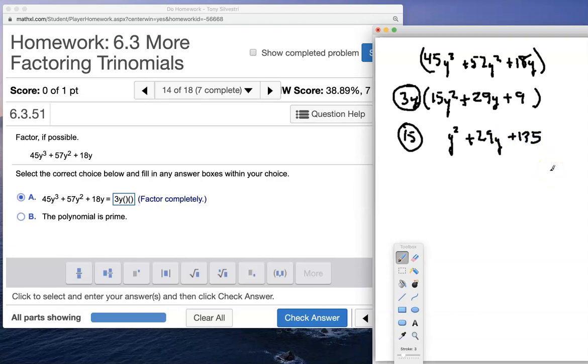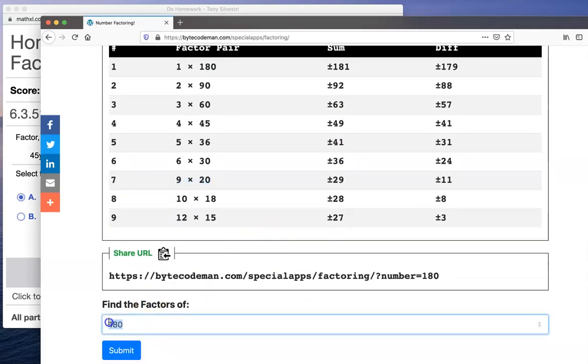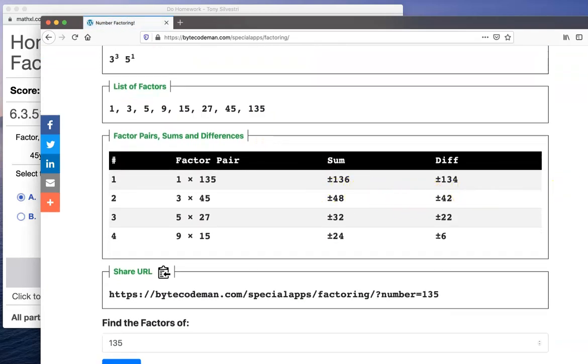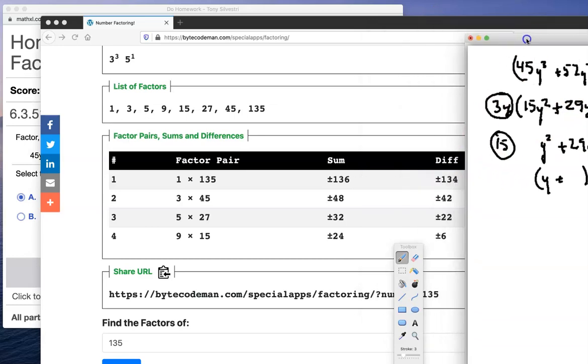So now what we want to do is say, I want 2 numbers that multiply together to give you 135. So I'm going to say y and y, a couple of pluses, and I'm going to go to my website. I'm going to punch in that big number 135 at the end. Submit. And I'm going to search for 19. I think the answer is 19.